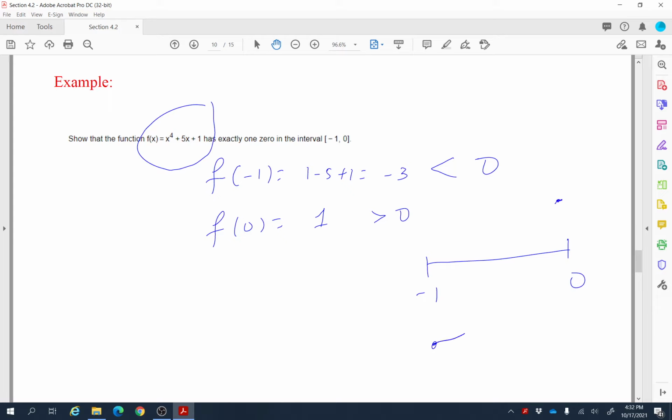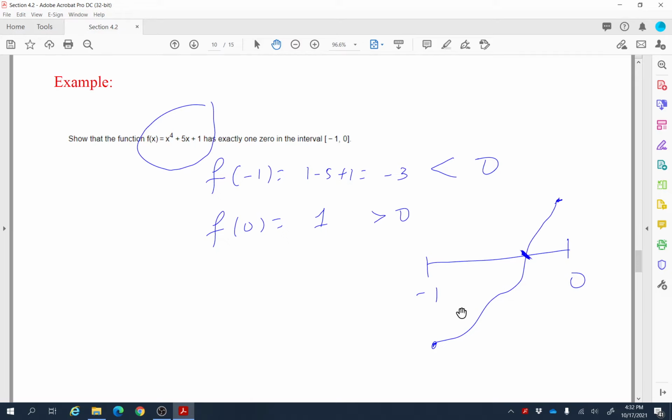So somehow you have to connect them, because this is a continuous function, so somehow you have to join them. By joining them you will be able to see 1 zero, at least 1 zero here, right? But what this problem is asking us to do is show that the function has exactly 1 zero.